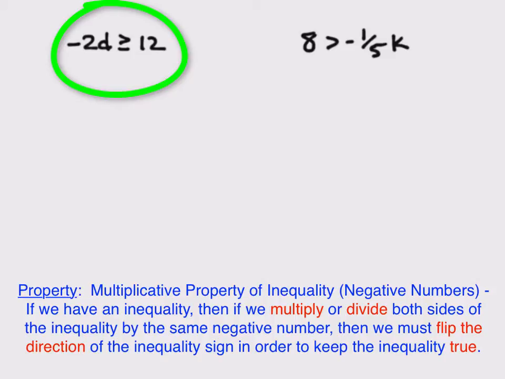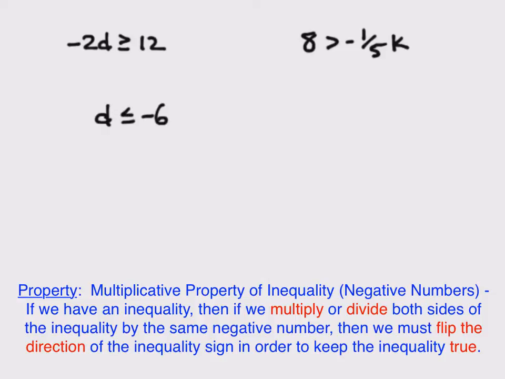If d were -7, -8, -9, etc., those would all work as well. In fact, any number less than -6 will work. So we see that the solution set to this inequality is going to be any number that is less than or equal to -6.